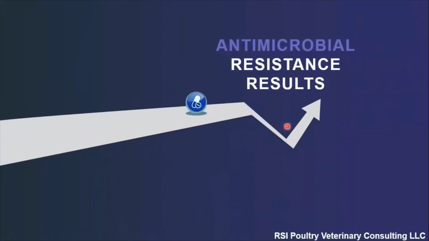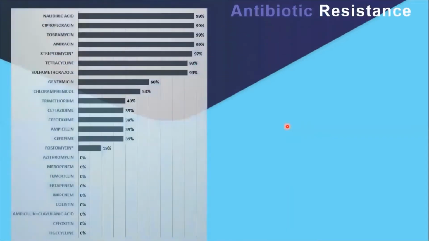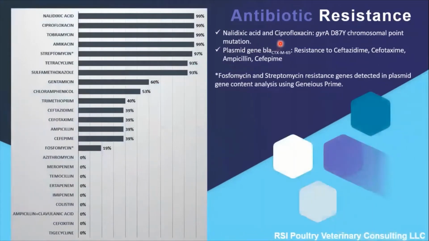Antimicrobial resistance results. All the Salmonella Infantis that carry the plasmid of the emergent Salmonella Infantis clone had a chromosomal point mutation in the gyrA gene, and this mutation provides resistance to nalidixic acid and ciprofloxacin. All the isolates were also resistant to the aminoglycosides tobramycin, amikacin, and streptomycin.